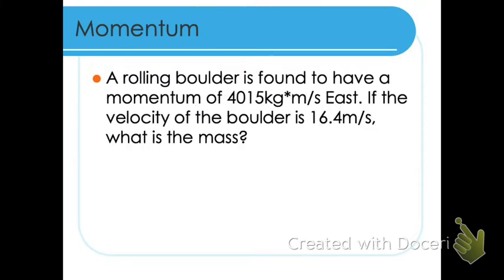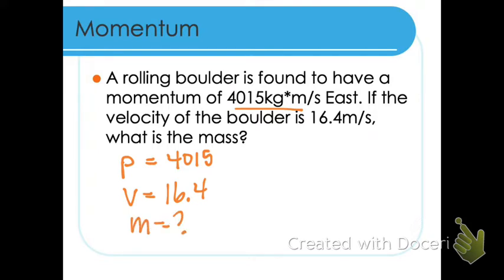Let's try this one here. A rolling boulder is found to have a momentum of 4,015 kilogram meters per second east. If the velocity is 16.4 meters per second, what's the mass? It's literally as easy as it seems. Momentum, or P, is equal to 4,015. The velocity is 16.4. That means I'm solving for my mass. So 4,015 equals mass times velocity. This isn't a trick or anything. And it comes out to be 244.